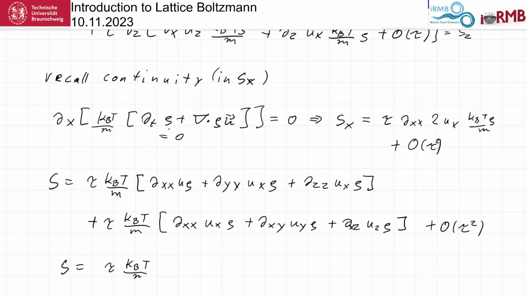And now this can be written in a more simplified manner as tau k_B T divided by m. This here is the Laplace operator, obviously, so it's Laplace on ux rho. And the last one actually is a derivative of the divergence. So it's plus tau k_B T divided by m dx, and here we have the derivative of the divergence.